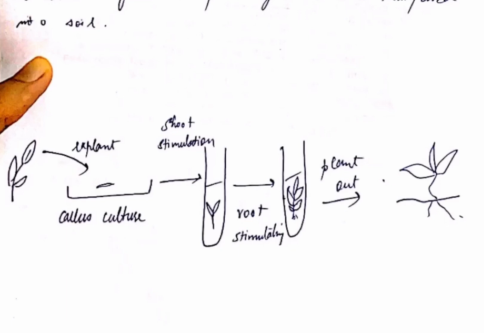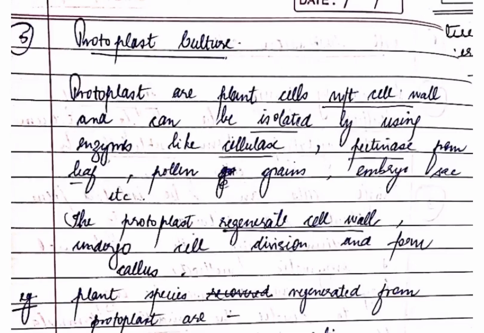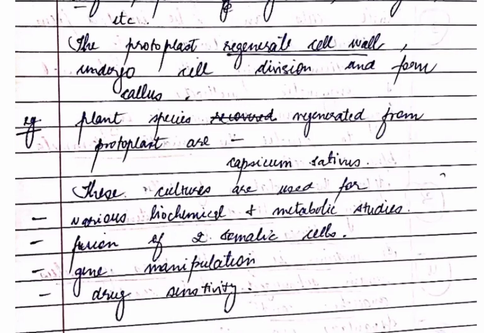Next type of culture is protoplast culture. Protoplasts are basically plant cells without a cell wall, and they can be isolated by using enzymes like cellulase or pectinase from leaf or pollen grains. The protoplast regenerates the cell wall, undergoes cell division, and forms the callus.